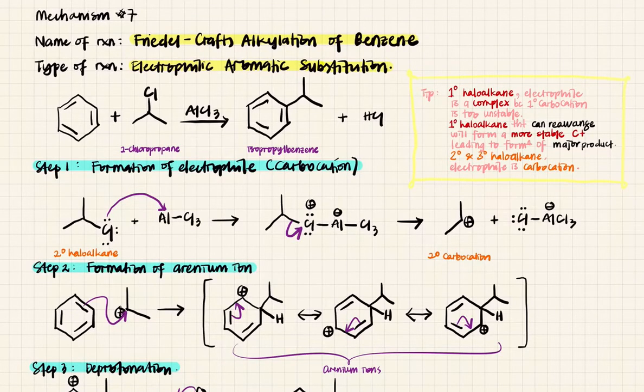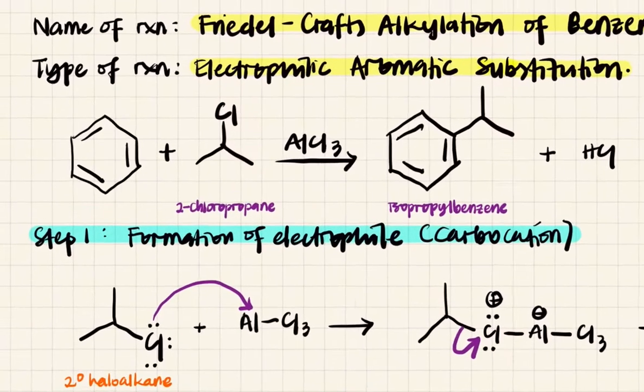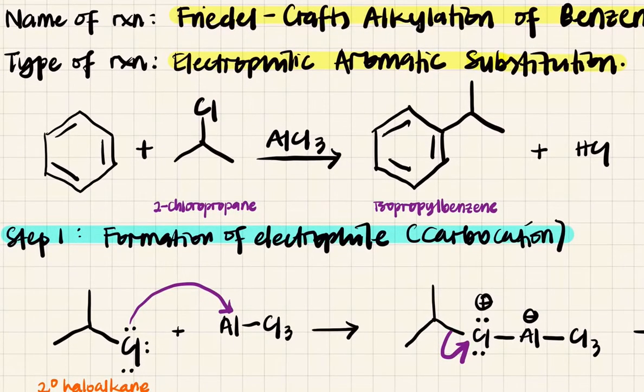Alright guys, so next mechanism is also a Friedel-Crafts alkylation of benzene. But here, in this reaction, kalau awak tahu alkylation, awak akan react it with haloalkane kan. So sekarang our haloalkane is a secondary haloalkane because this carbon here is attached to 2 carbons. So kalau secondary haloalkane, maksudnya awak akan dapat secondary carbocation.